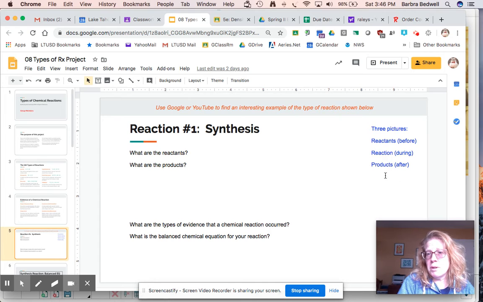In here, I need you to include 3 different pictures. A picture of the reactants, what it looked like before. A picture of the reaction, something in progress. And then a picture of the product, what it looked like when it's done. So 3 pictures for each reaction.